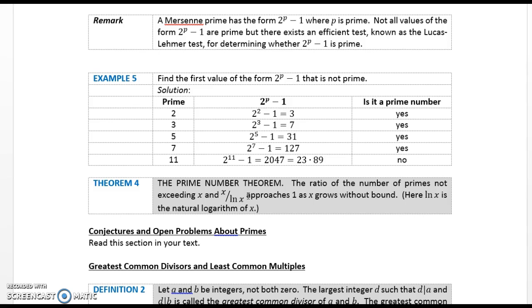Well, 2 to the p, if I try 2 squared minus 1 is 3. Yes, that's prime. 2 cubed is 8 minus 1 is 7, that's prime. 2 to the 5th, that's 32, minus 1 is 31, that's prime. 2 to the 7th, minus 1 is 127, that is also prime. 2 to the 11th is 2048, minus 1 is 2047, and that is factored into 23 times 89.